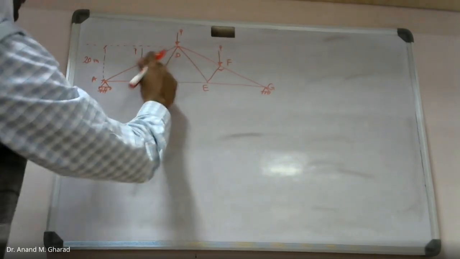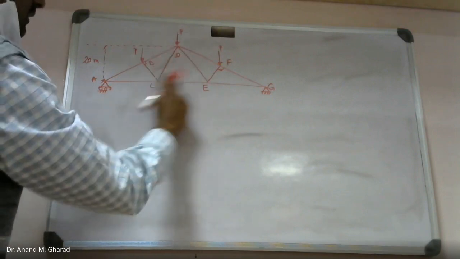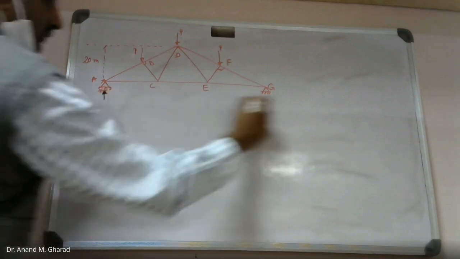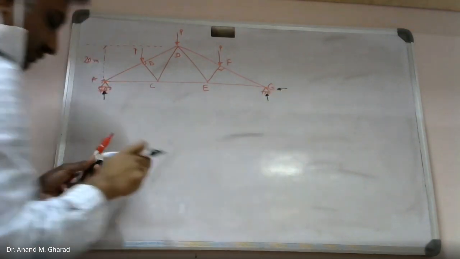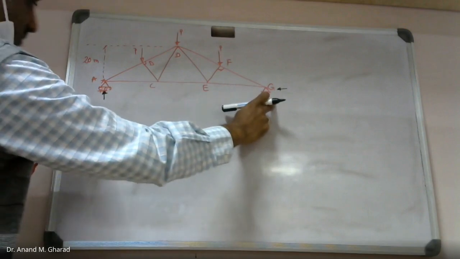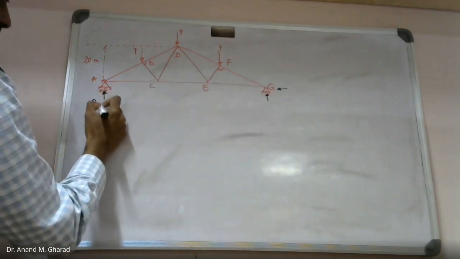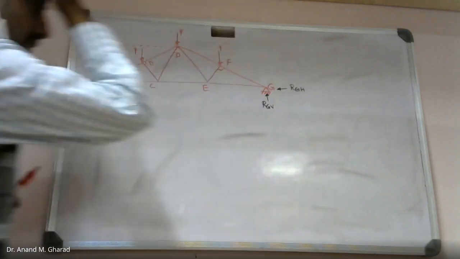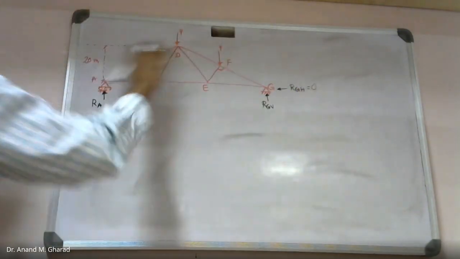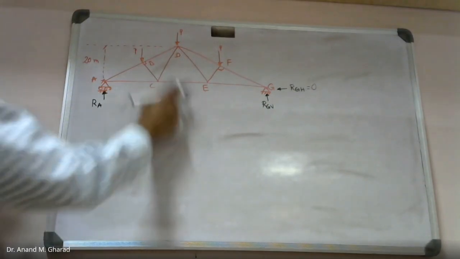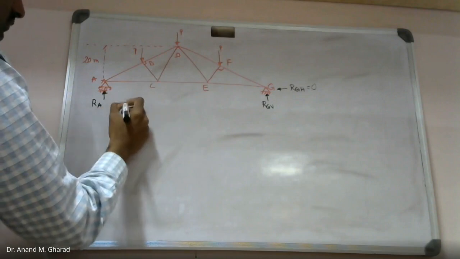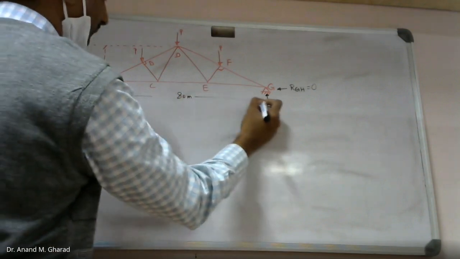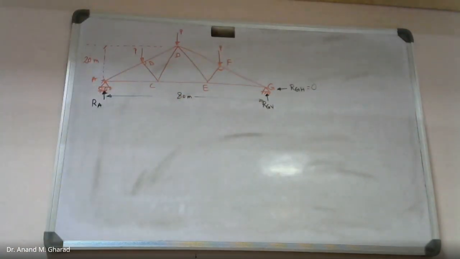See, over here, as you can see, these are the three members: BD, CD and CE. And you see the supports are one roller and another is hinge. So in such a case, the first step is to identify the reaction forces. Let me consider this to be RA, RG vertical, RG horizontal. RG horizontal will be zero since there is no horizontal load associated with it. There may be a vertical force, so let us try to find out. The distance is given as 80 meters.